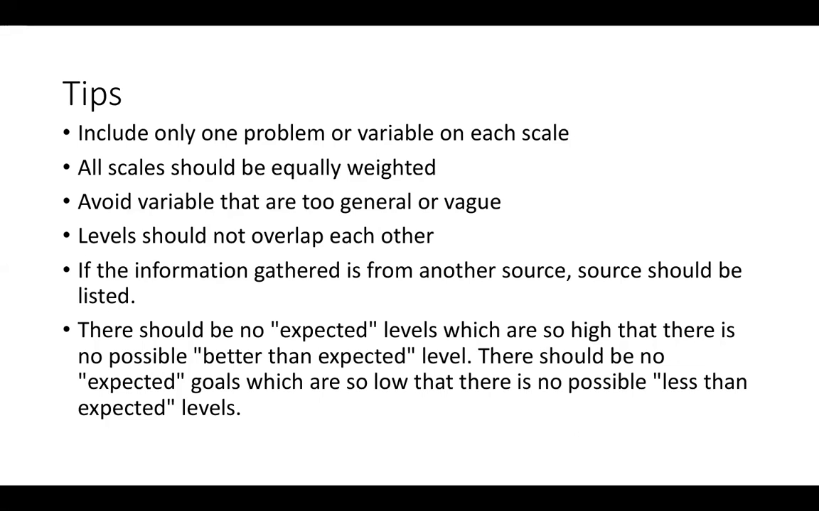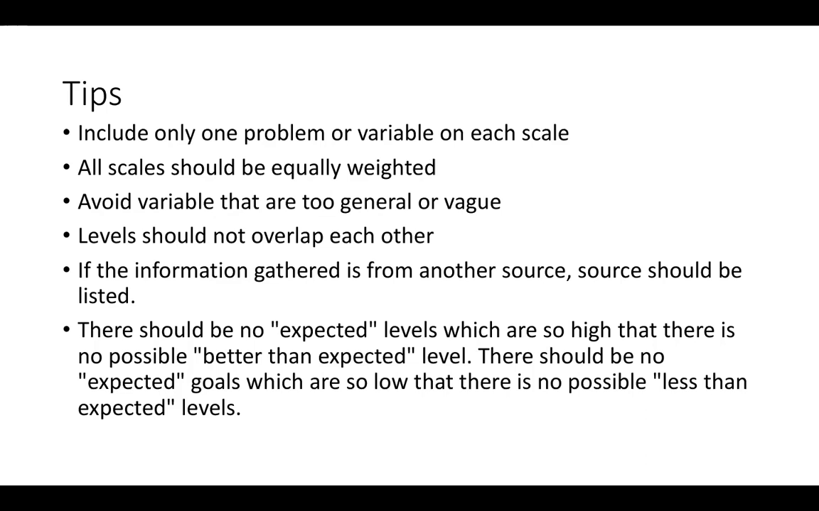Okay, all scales should be equally weighted. So I didn't want to do a -2 was like 10 seconds, a -1 was like 50 seconds. I want to make sure that they're equally weighted. Otherwise, if it's not an equal increment to go from -2 to -1 to 0, then you don't have reliable T-scores. Avoid variables that are too general or vague. Okay, so you want to make sure they're specific enough that you know exactly what score they're at. Scales should not overlap each other, so they should be in increments. If you're getting information from another source, that source should be listed. So if I was going to do this in a school, I would want to say that this information is from, like, teacher report.